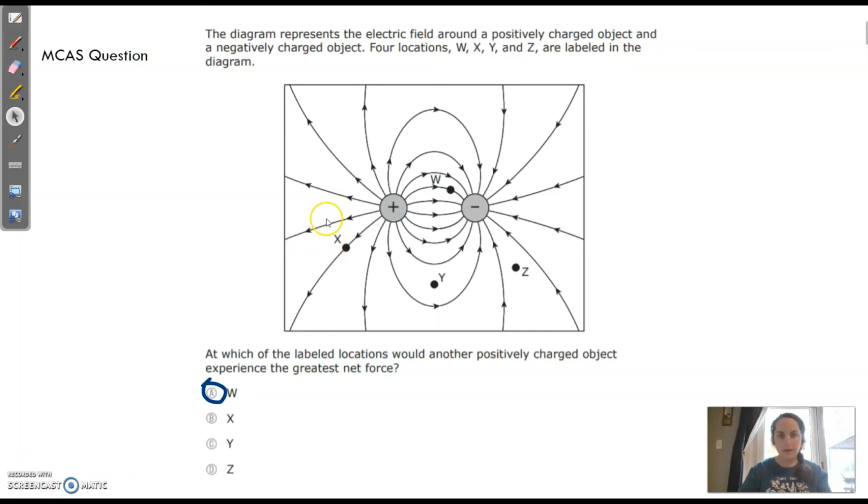So it couldn't be X because that's more towards that positive side. And so there's going to be a force that's going to repel both positive charges. W, because it's very close to that negative, that distance between them, that means that the electrical force is going to be really strong. And also it's attracted to that negative side. So W is your best choice there.